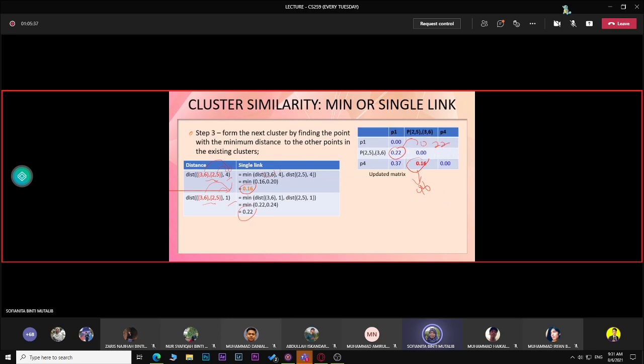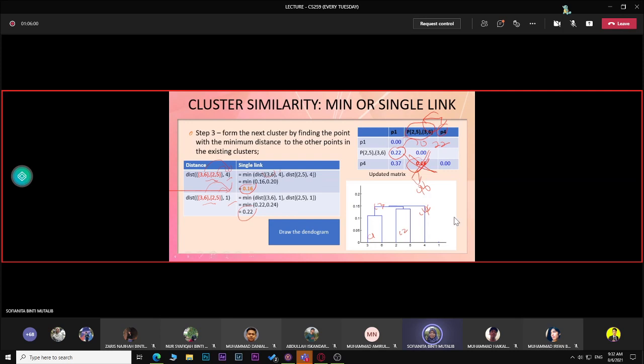All right. So which one will be the closest? This is the closest. So this cluster will be combined with this. So we can draw a new dendrogram like this. Updated now, we have C1, C2, and then we have C3, and then we have C4 here.